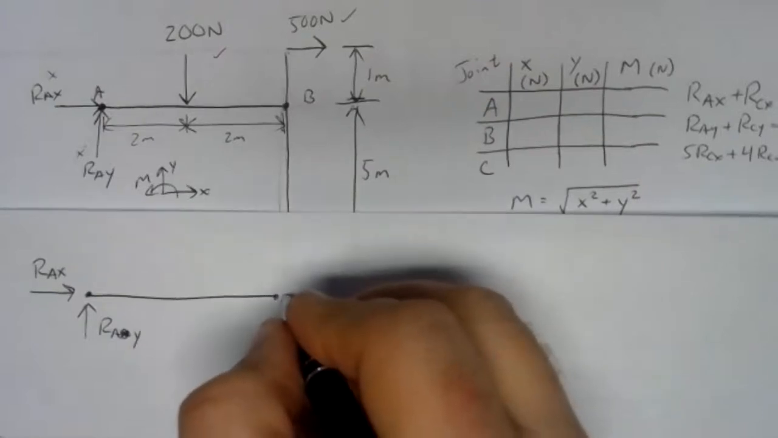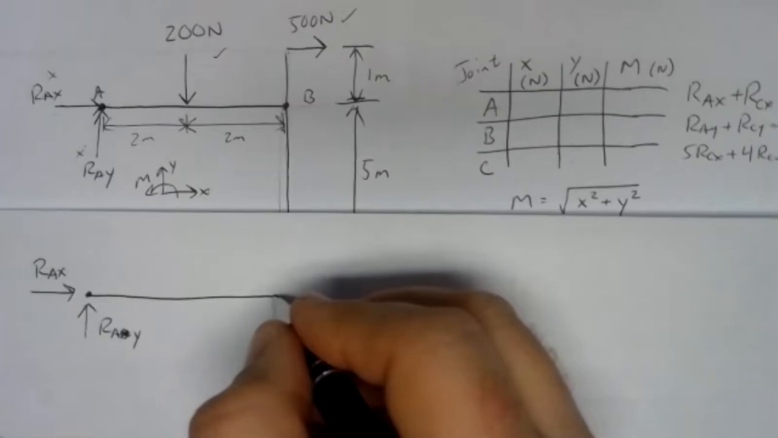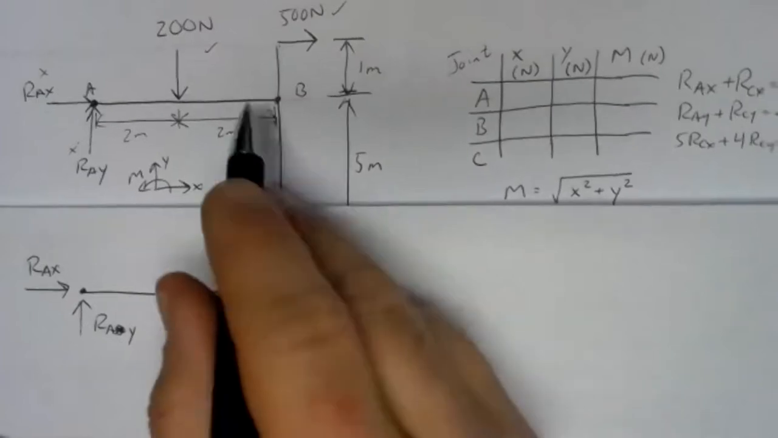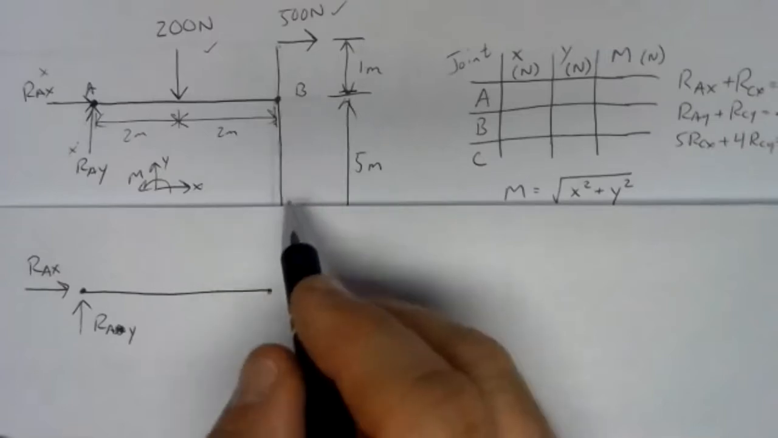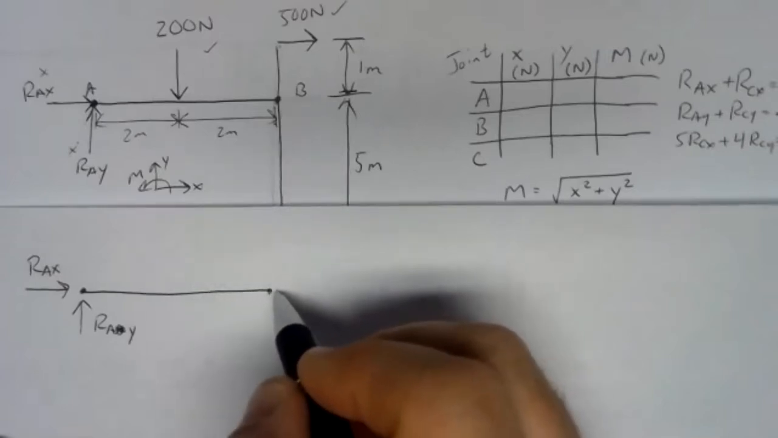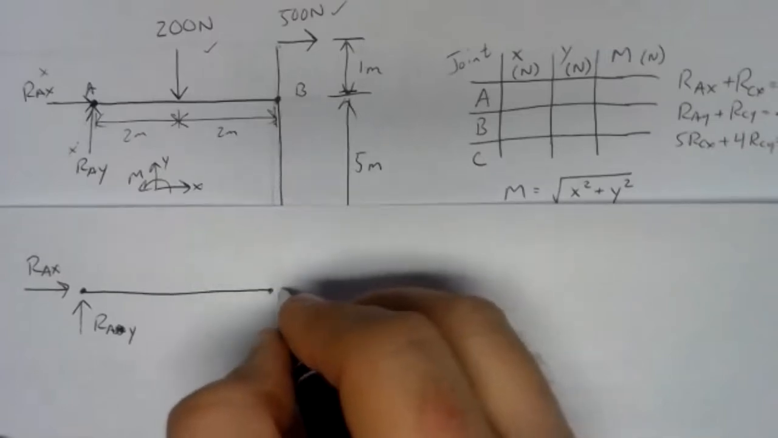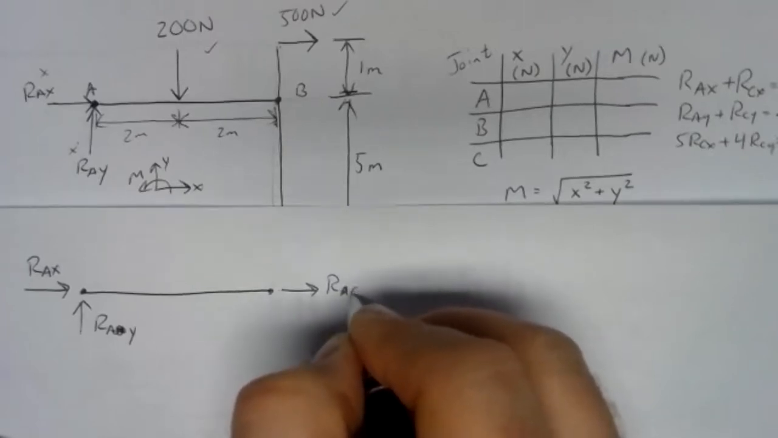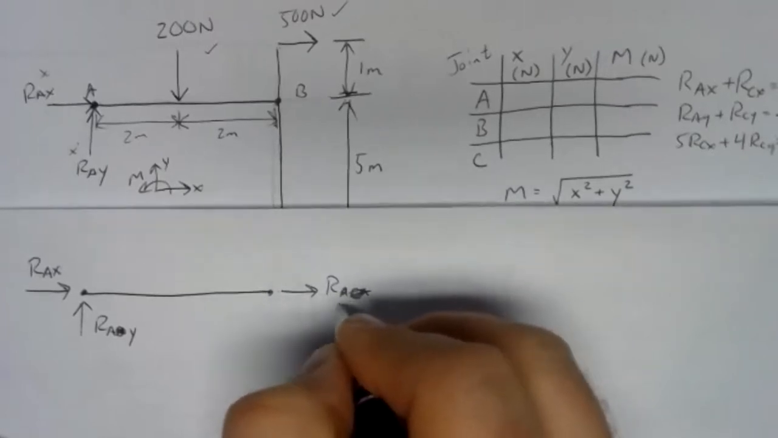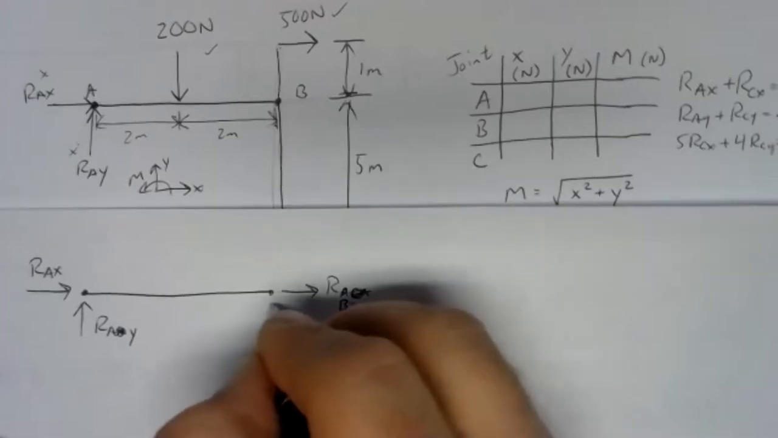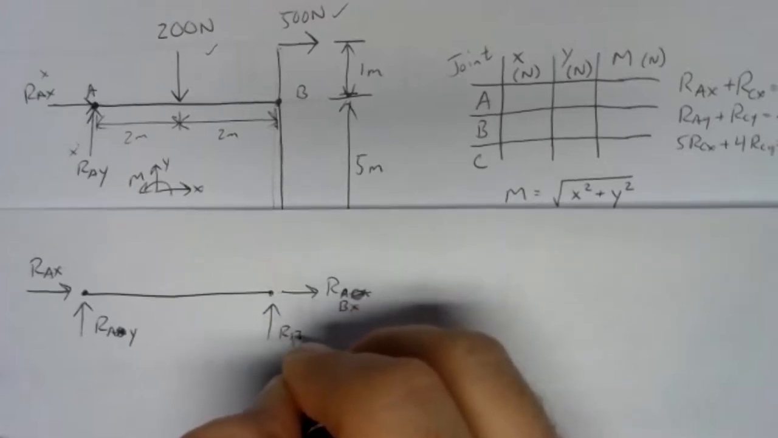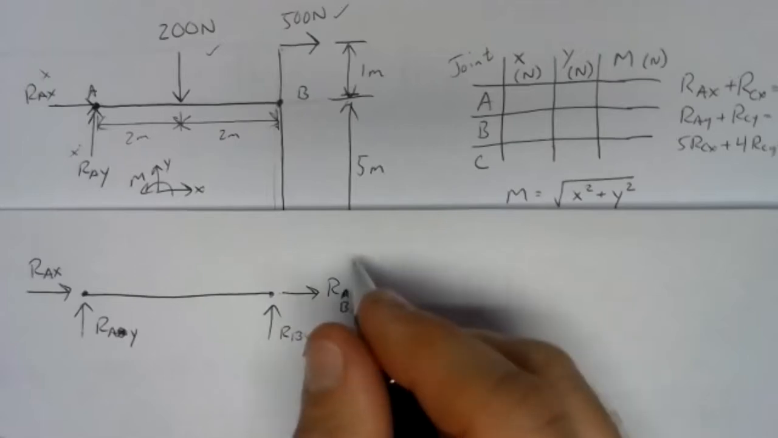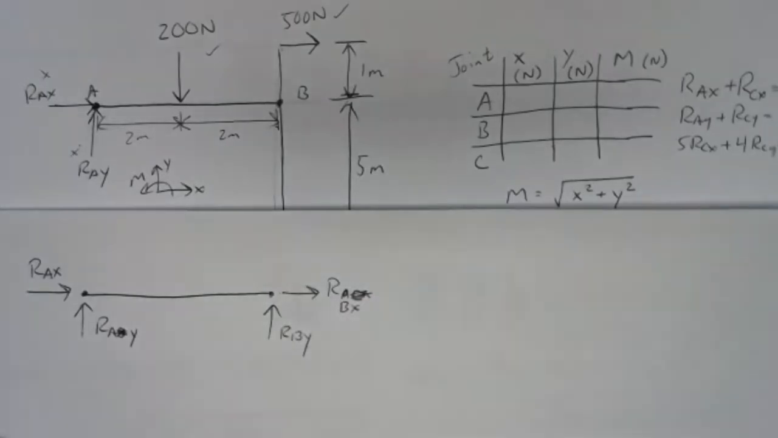So I always make sure when I'm picking a new member or a new joint that I haven't worked with before, when I'm exploding the truss into its individual members or the frame into its individual members, I always assume positive. So I always assume RBX and RBY.